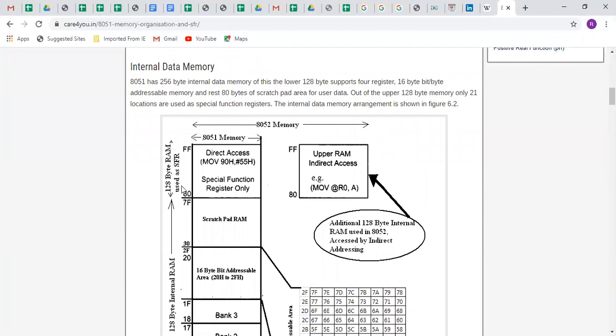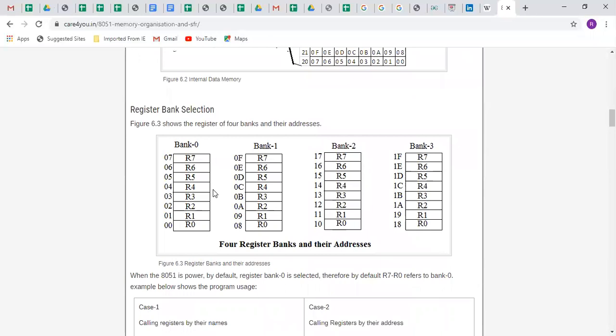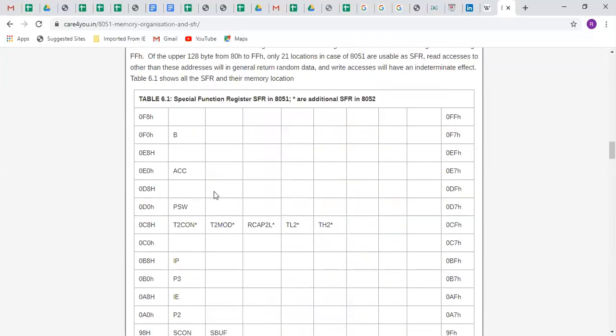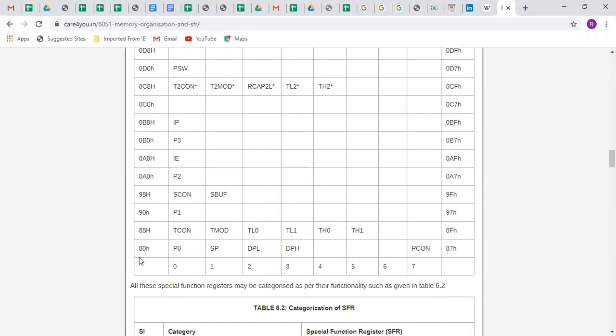The upper memory is used as SFR. SFR stands for special function registers. These special function registers are from the address 80 to FF. Let us see the table which shows all the SFRs, starting from address 80. Address 80 is the address of the port P0. Address 90 is the address of the port P1. Address A0 is the address of the port P2, and address B0 is the address of port P3.